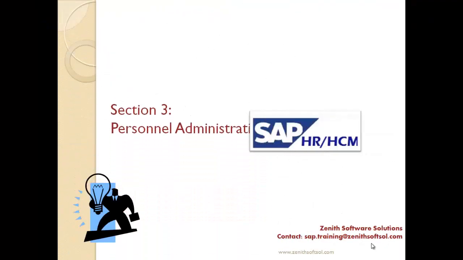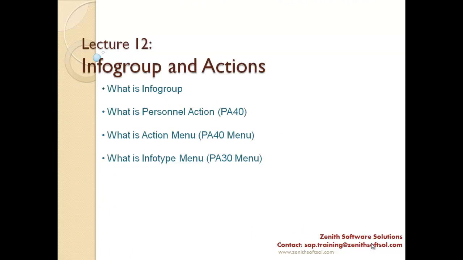Hello everyone. We are going to understand what is info group and actions. So we will understand what is info group, what is personal action, which is nothing but the transaction code PA40, and what is action menu, which is nothing but the list of actions which you see under the PA40 transaction code. And the last one is what is info type menu. Info type menu is nothing but the number of tabs which you see in the PA30 transaction.